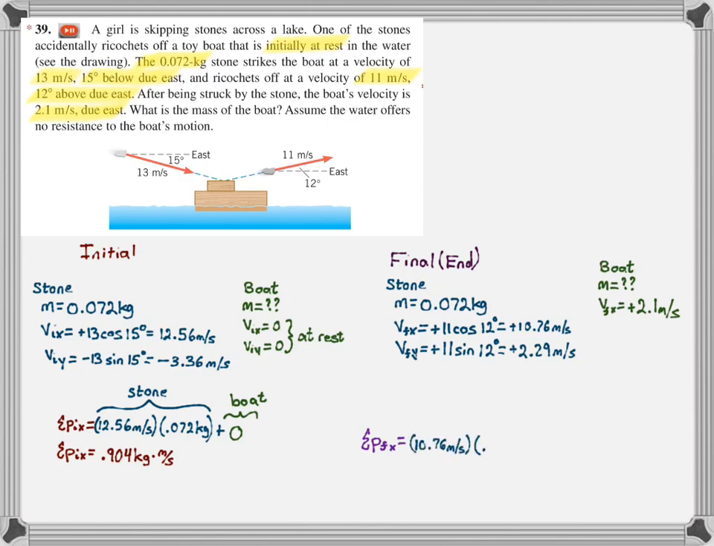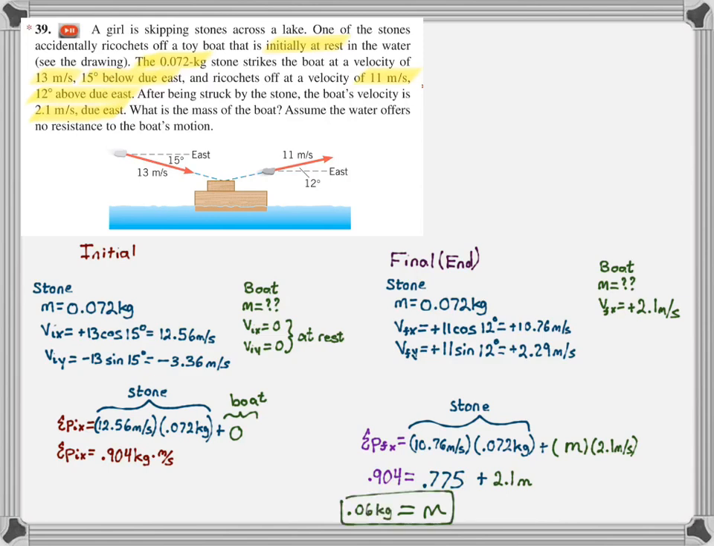So we can calculate the final total momentum in the x by taking the momentum of the stone in the x direction and adding it to the momentum of the boat in the x direction. Now, we don't know the mass, but we do know velocity. And we do know that the final total momentum in the x should be the same as the total initial momentum, which was 0.904. So plugging in the value, we can calculate that the mass of the boat must have been 0.06 kilograms, which gives us our answer. So the mass of the boat was around 0.06 kilograms. And then we have our final answer.